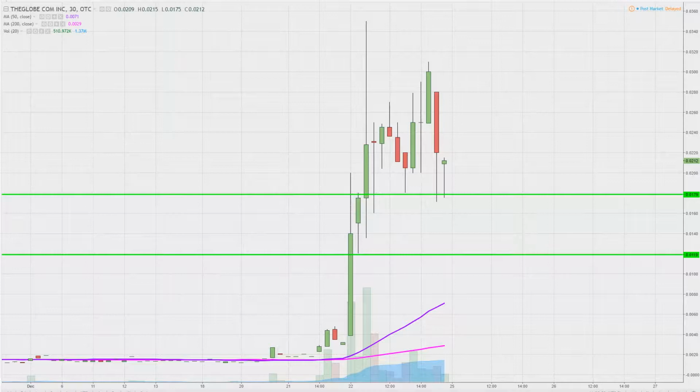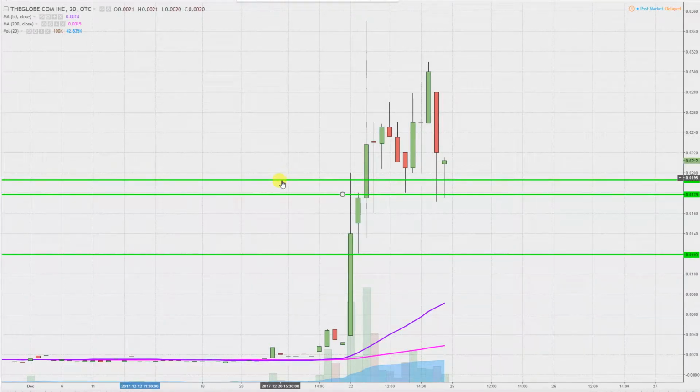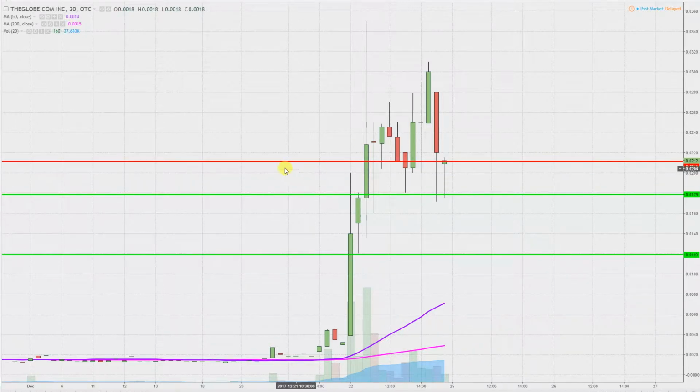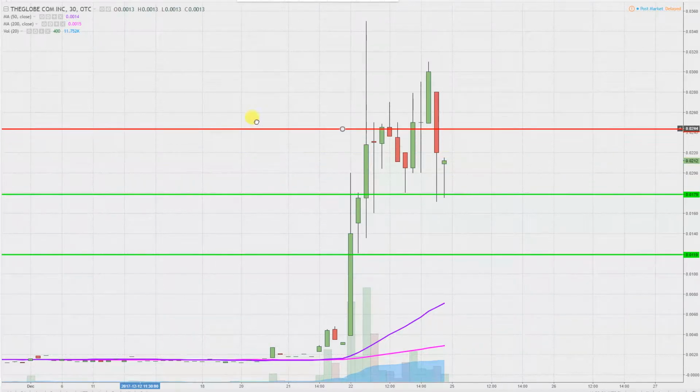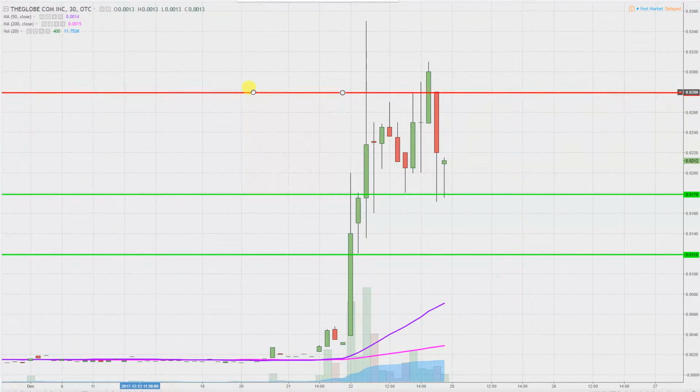Now, what about areas of resistance? Now I'm just going to focus on one level of resistance, and I'll explain that in a second. But that level in my mind right up there at 0.028. So 0.028, public enemy number one going into next week.